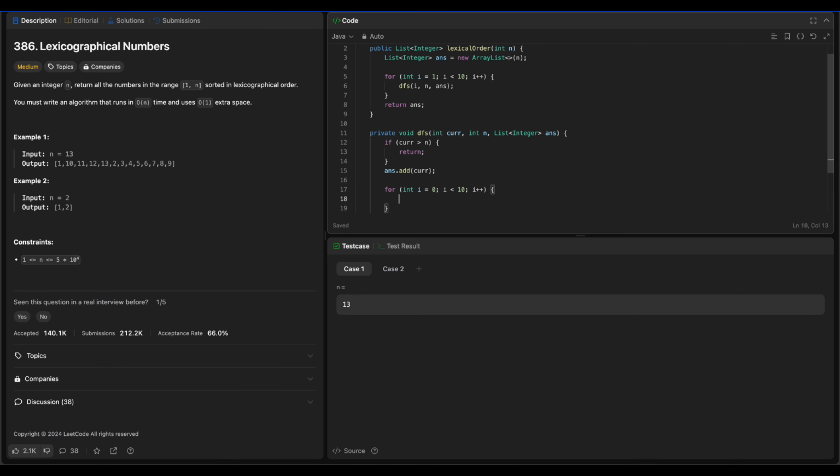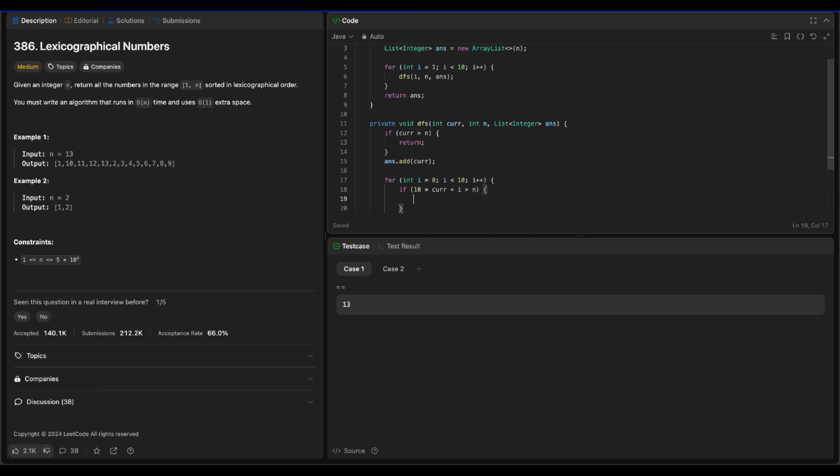And before doing a DFS, we can check if the child is more than n, then we can backtrack. Of course, it's not a necessary condition because we are already checking if current is more than n on line number 12 itself. But this step can do a slight optimization, but also adds an extra if condition. So it's up to you.